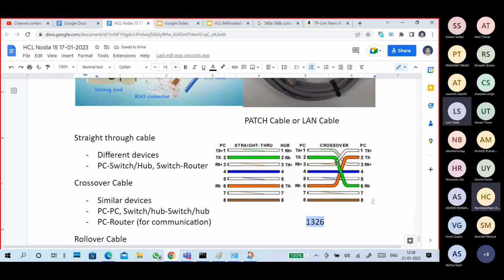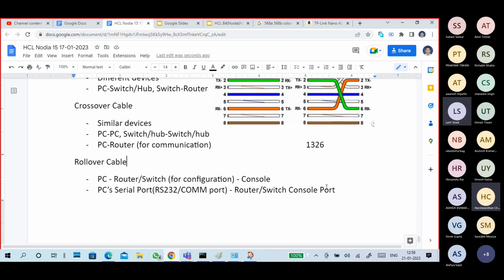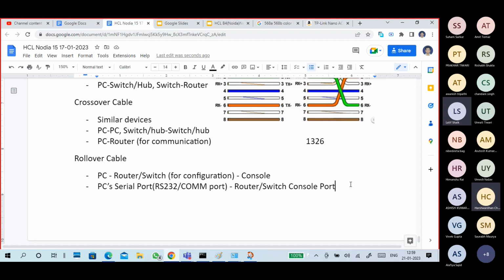The first pin goes to the third pin, and the third pin goes to the first pin. So the first pin color goes to the third pin, the second pin color goes to the sixth pin. From this side also the same thing: first pin color goes to third, second pin color goes to sixth. Okay.